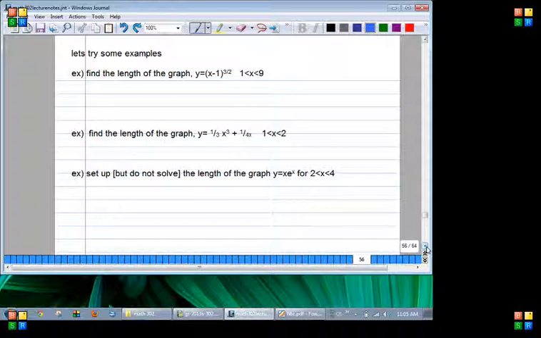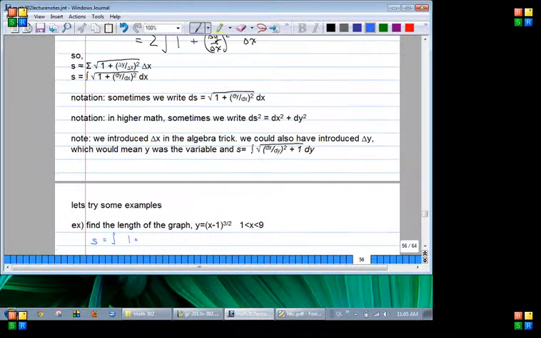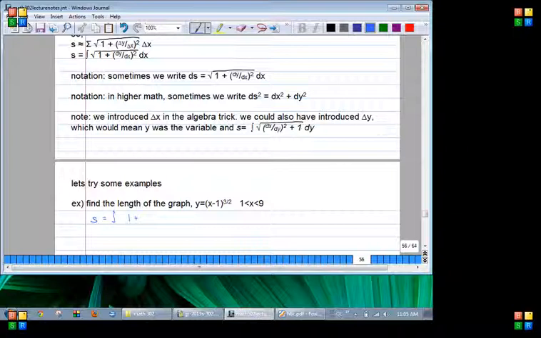So here we've got a function y equals (x minus 1) to the 3 halves. x goes from 1 to 9. So what is the length of that graph? So what do we do? Take the derivative of this. I want to say s equals the integral of what? Oh, right, the formula. Here we go. Square root.